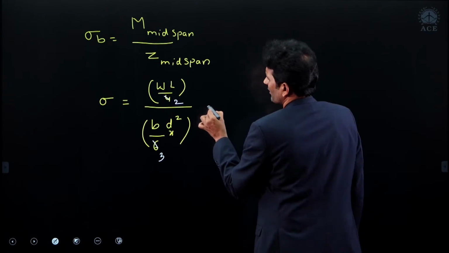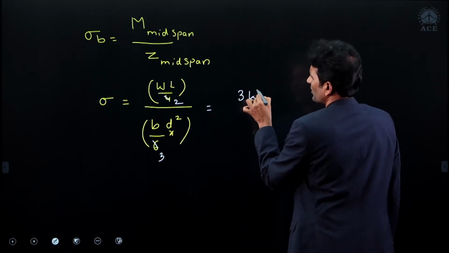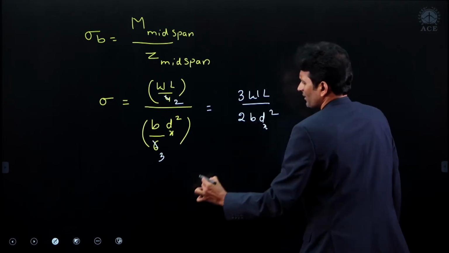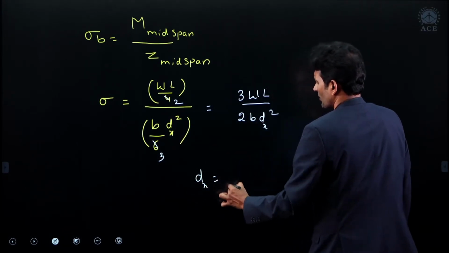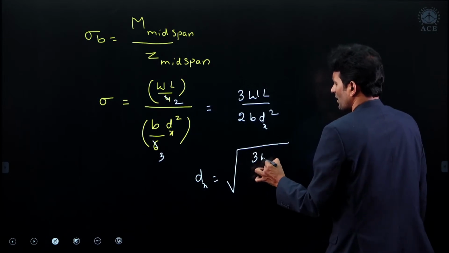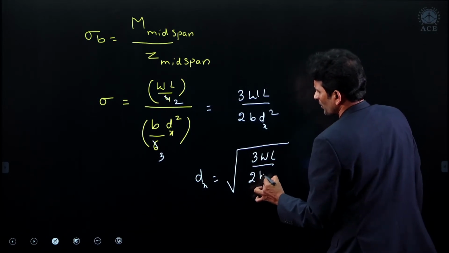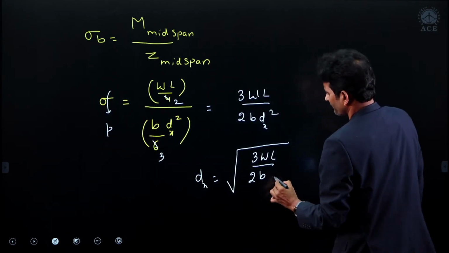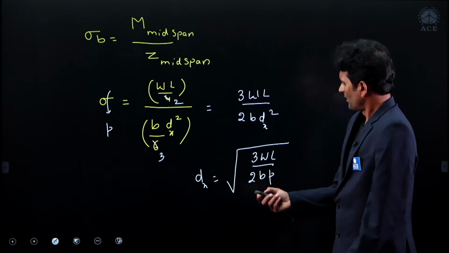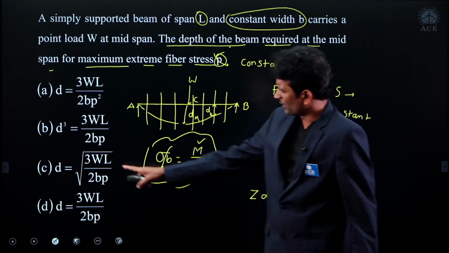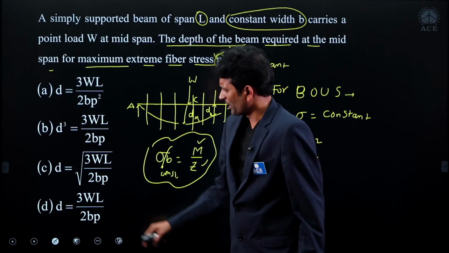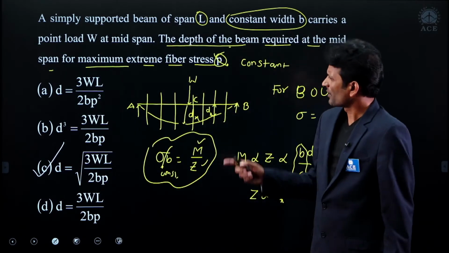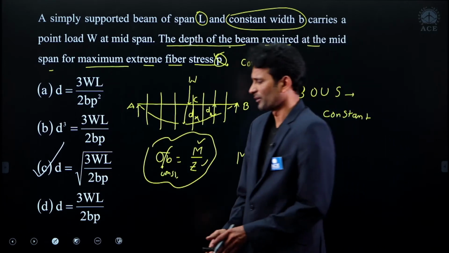This is 3 times, this is 2 times. We are having then 3WL divided by 2b dx square. Then take the dx. Dx equal to under root of 3WL divided by 2b. దీని వాల్యూ ఎంత ఇచ్చాడండి? P ఇచ్చాడు మనకి. అంతే కదా? That's it. Look at the options. Under root of 3WL divided by 2bP. So that we are finding at option number C. So option number C is correct for this particular question.